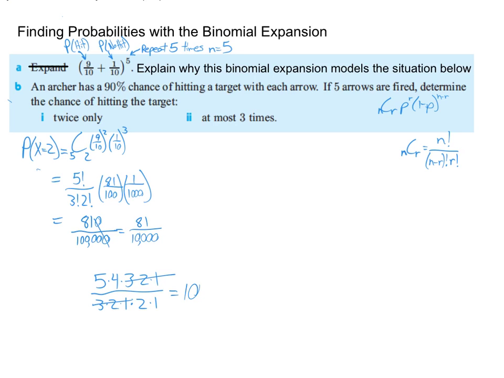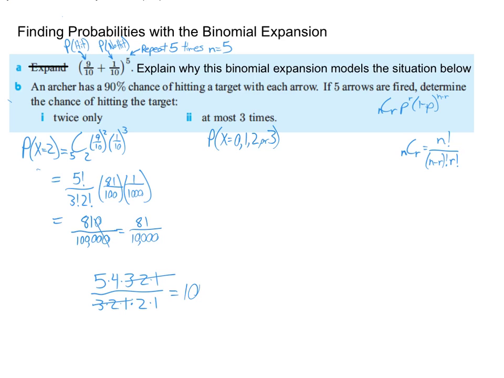And then how you do at most 3 times is you would add the probability of hitting it once, the probability of hitting it twice, the probability of hitting it 3 times, and you add all those answers up. Once, or twice, or 3 times, or 0 times. Don't forget the 0. So we would have to do this process 4 times. Well, we already did it once, so we'd have to do it 3 more times for 0, 1, and 3, and add them all up.